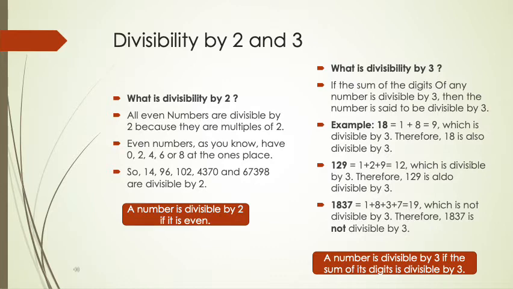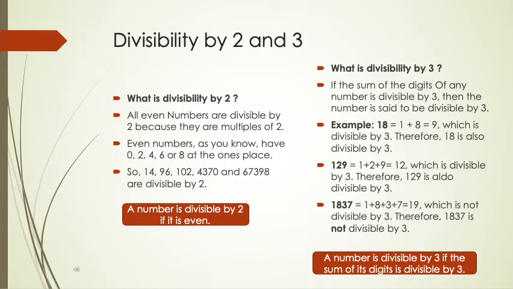Now let's see what is divisibility by 3. A number is divisible by 3 if the sum of its digits is divisible by 3. For example, here 18. 18 is a number. Let's sum up the digits. 1 plus 8 equals 9. Now 9 is divisible by 3. है ना 3 से आप 9 को डिवाइड कर सकते हो. This means 18 is also divisible by 3.